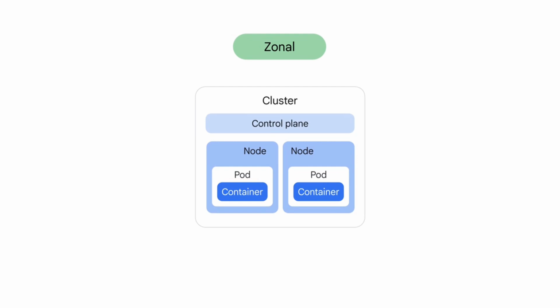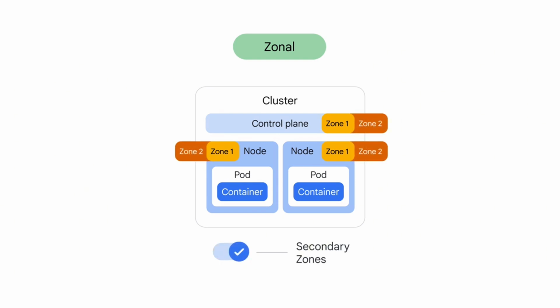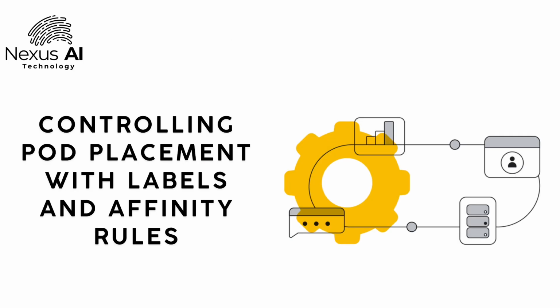With zonal clusters, all resources, nodes, and control plane are created in the same zone by default. If secondary zones are enabled, all node pools will be duplicated in the secondary zone, similar to how pools are duplicated for regional clusters.